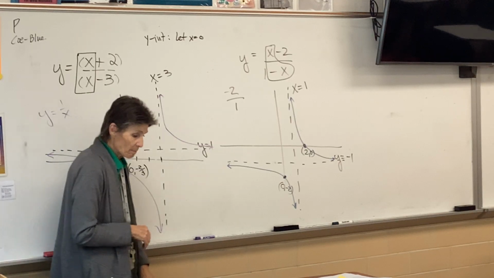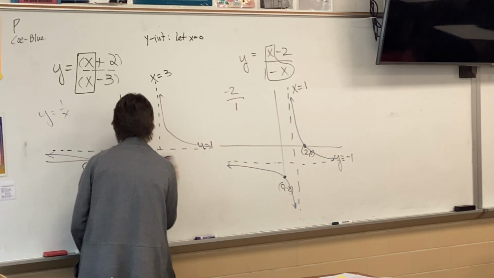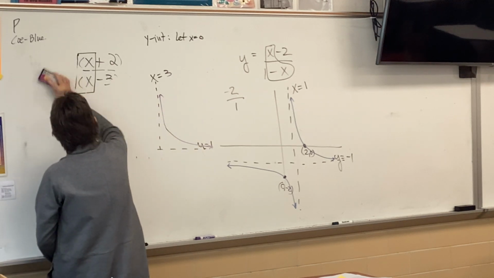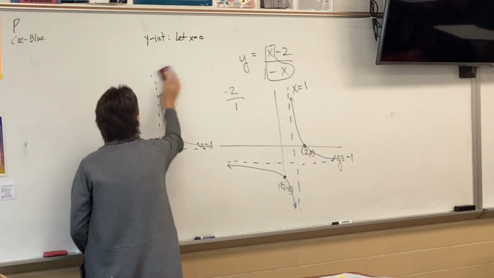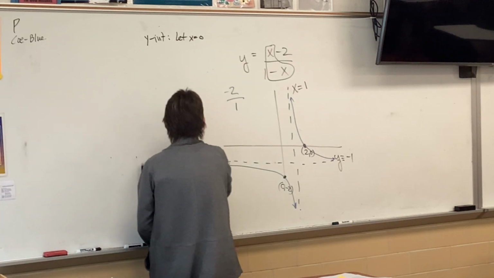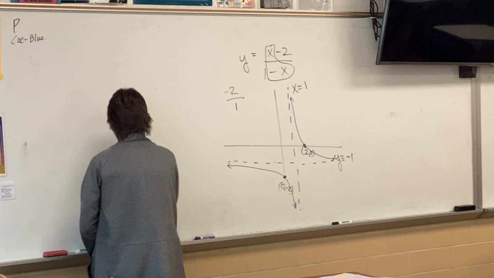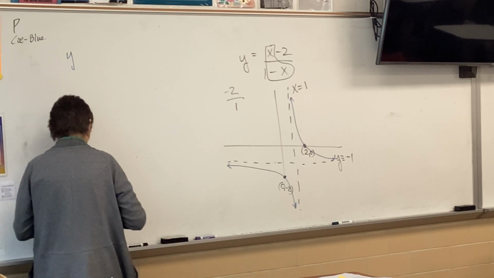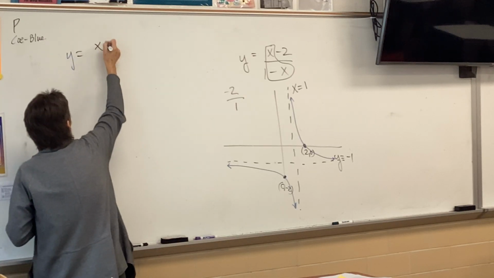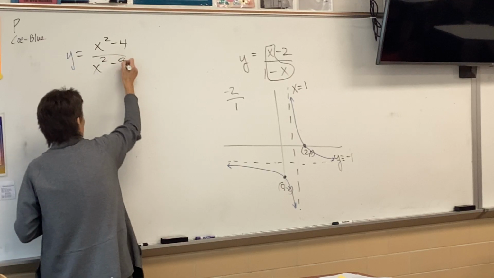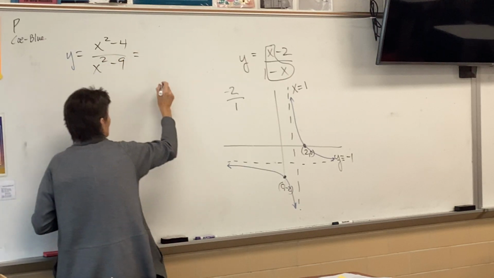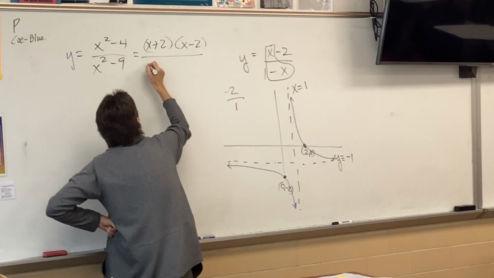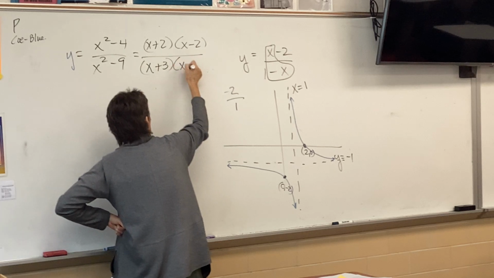Yep. All right, let's step it up a notch. Look at C. That's a double factor. What do you think you're going to do first with letter C? Factor. You're going to factor that. x squared minus 4, x squared minus 9. How does that factor? Plus 2, minus 2, plus 3, minus 3.